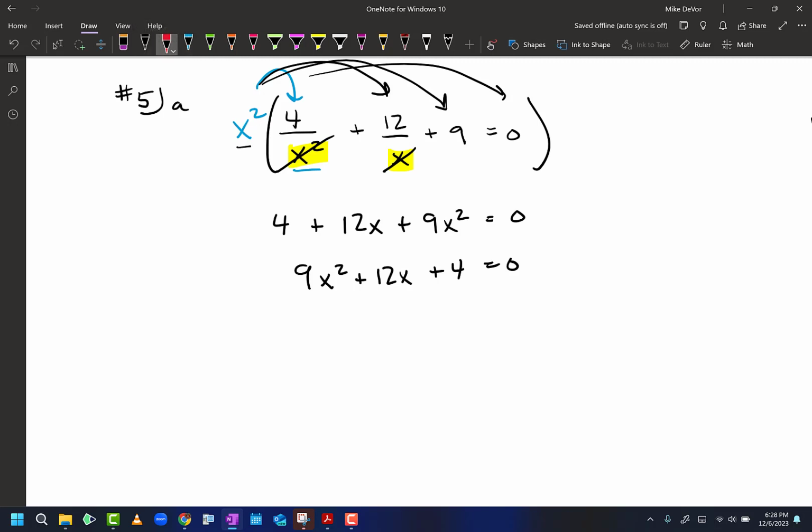I do notice that this is a perfect square. I noticed that because of this and this. I know that the square root of that is 3x, the square root of that is 2, and this is just 2 times 3x plus 2. If you know that quote-unquote trick, you just know that that's here. But you can factor it just like you would before with a factor diamond and all that sort of stuff.